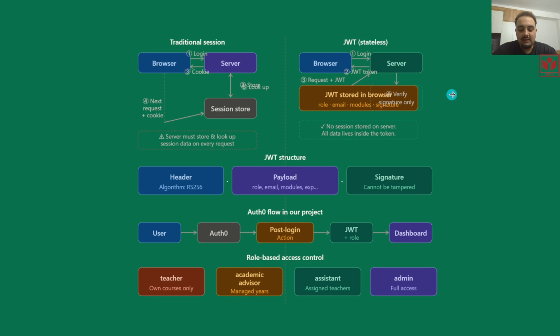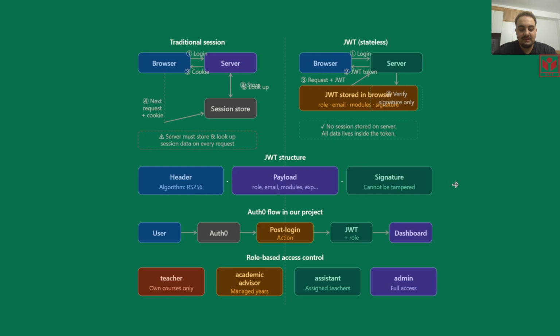A JWT has three parts: the header, which contains the algorithm used to sign it; the payload, which contains the claims, the user identity, role, and metadata; and the signature, which guarantees the token hasn't been modified. So this is what Auth0 gives us. When John Doe logs in, Auth0 issues a signed JWT. The front end stores his token and sends it with every API request.